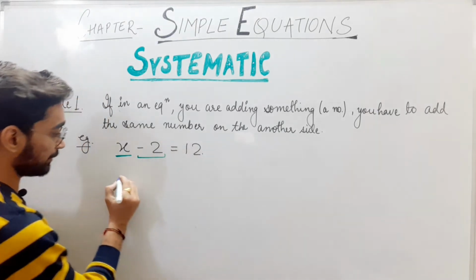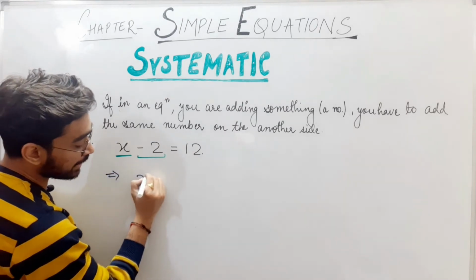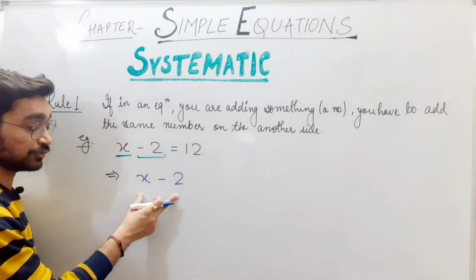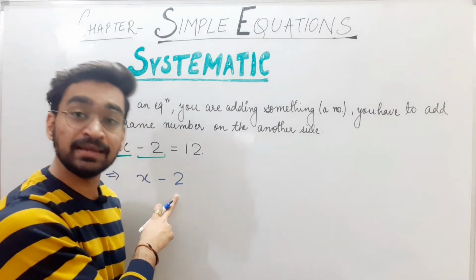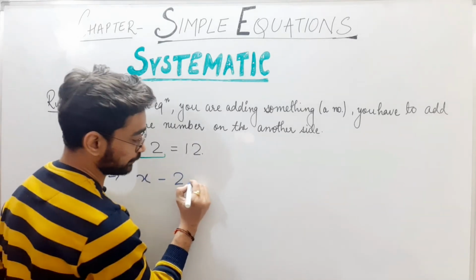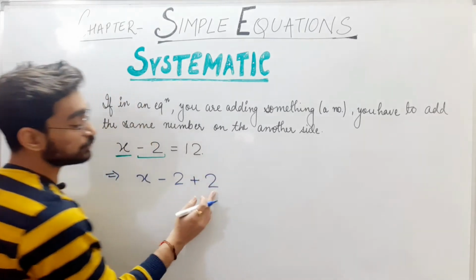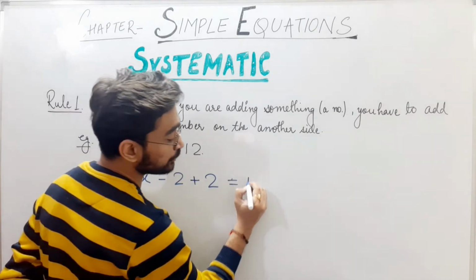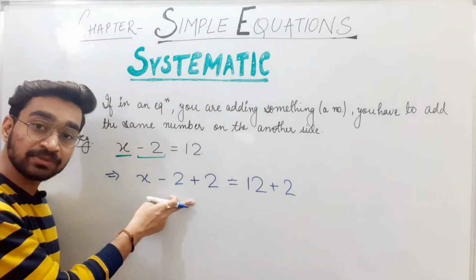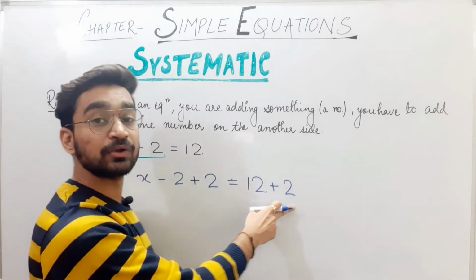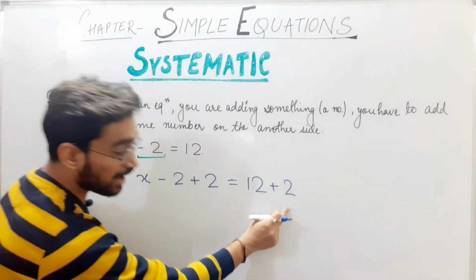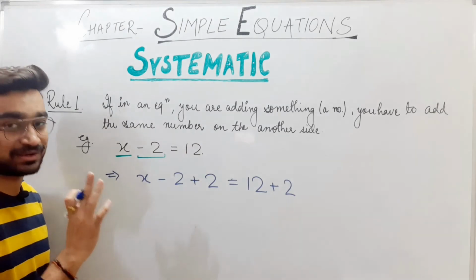Like, check the example. X minus 2, this is my equation. I want to find the additive inverse. What is the additive inverse of minus 2? It is plus 2. So I will add plus 2 here, which will be equal to 12 plus 2. Because if we are adding something on one side of the equation, we have to add it on the other side also. That is why I am adding 2 on the LHS and RHS, on both sides.